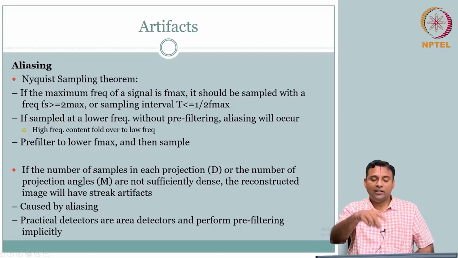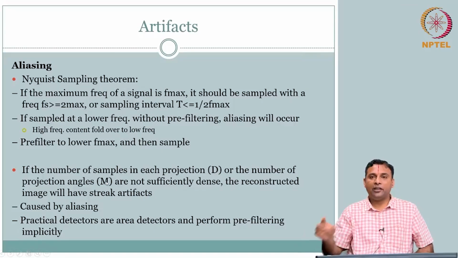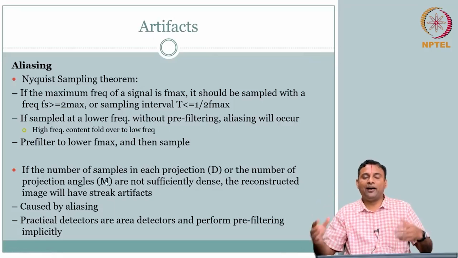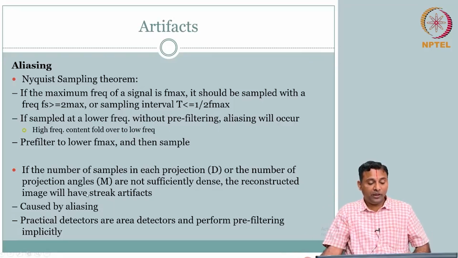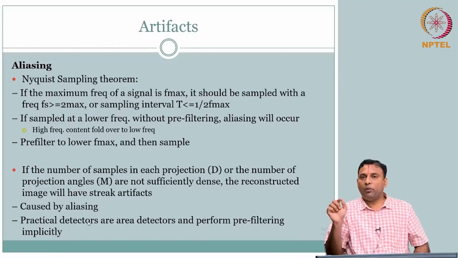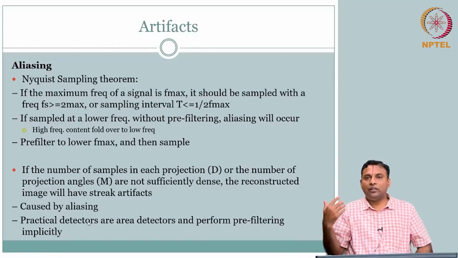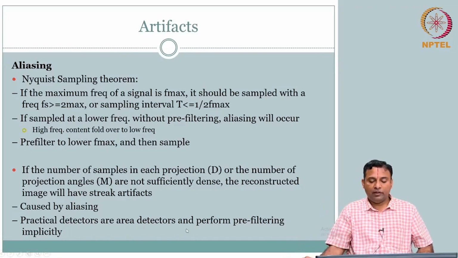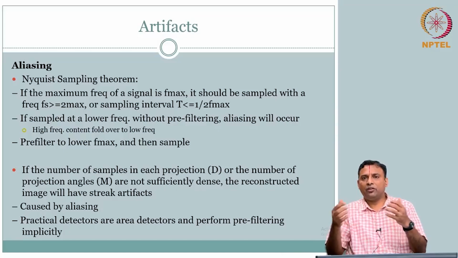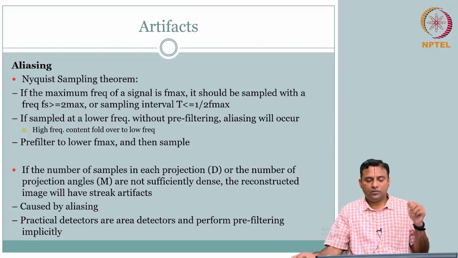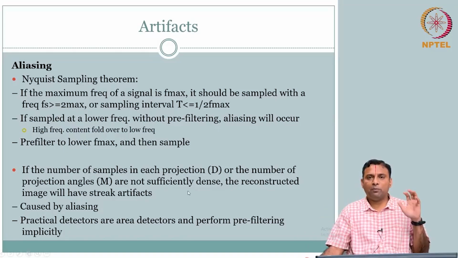So if I go back and change the number of angles, I should see the streak pattern changing, and you should be able to do that. Of course, in some sense the detector, because it is an area detector and not a point detector, is already averaging out. So some pre-filtering is happening implicitly. Averaging is kind of your low pass, so it is already doing that to some extent.